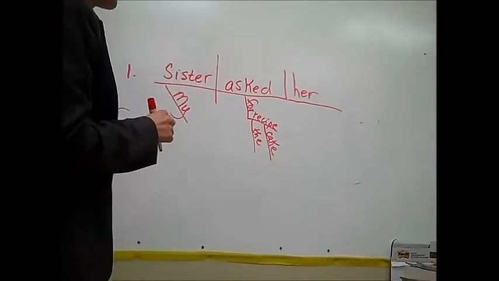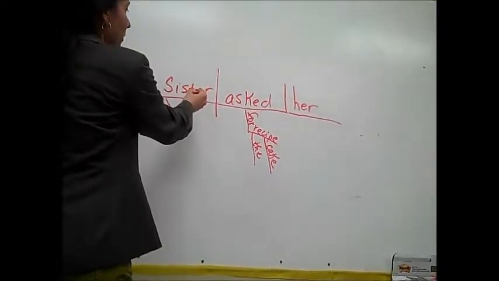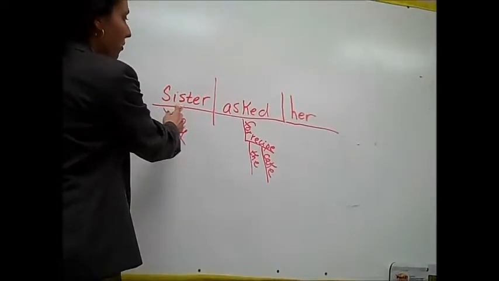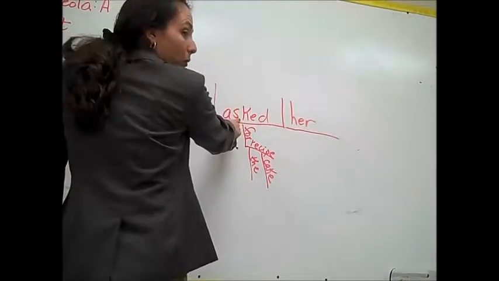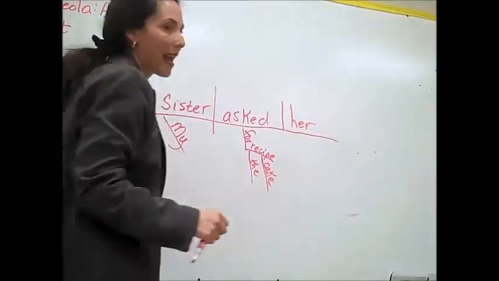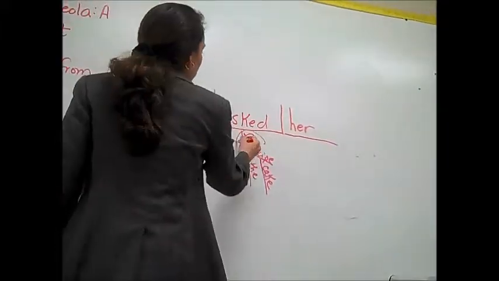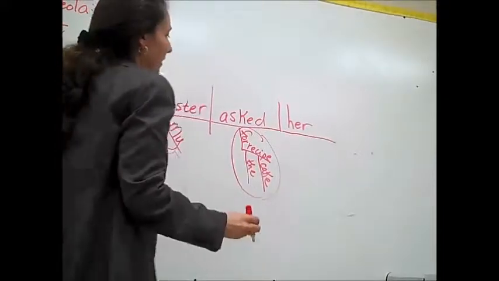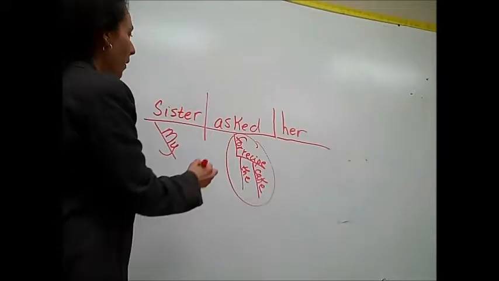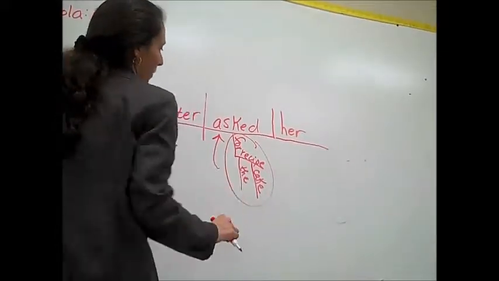Okay, so number one, my sister asked her for the cake recipe. Sister is your subject. My is a pronoun acting as an adjective modifying sister. Asked is your simple predicate or verb. And your direct object, the person that's being asked, is her. This is an adverb prepositional phrase: asked for the cake recipe, because it's telling more about the verb, what they asked for. The and cake are adjectives modifying recipe.